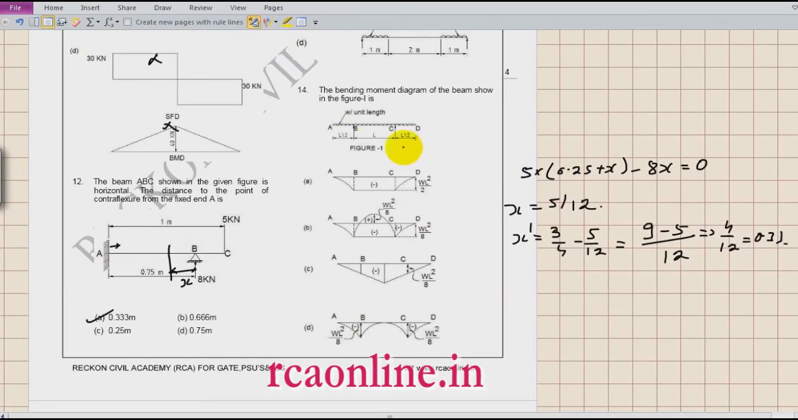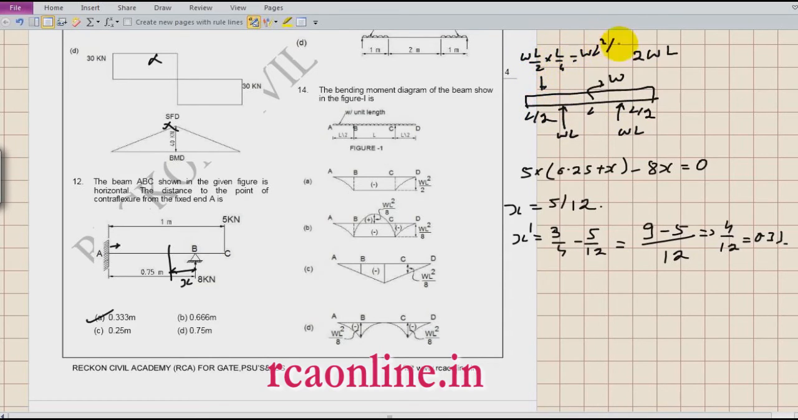Now see this question. What it says? The bending moment diagram of the beam shown below. Now see, this is also a very simple question. This is W, this is L, L by 2, L by 2. So what is the total load? Total load is 2WL. So we get WL, WL. So what is the bending moment at this point? WL by 2, that is the load, and it is applied at L by 4. So I have WL square by 8 bending moment here, and the variation will be parabolic.